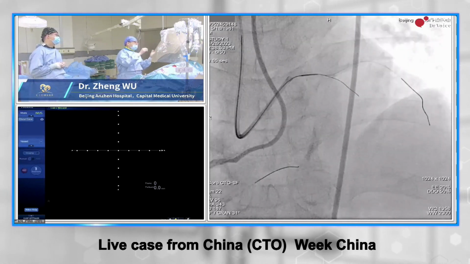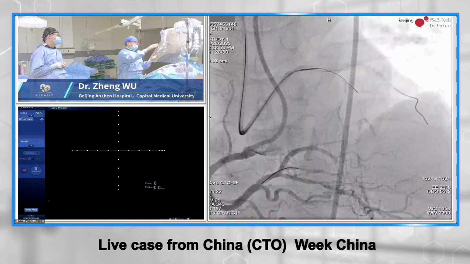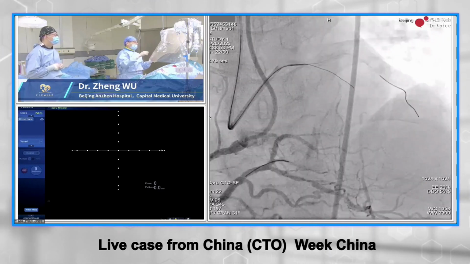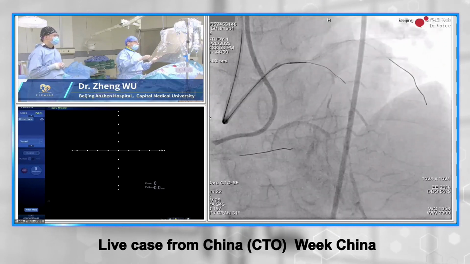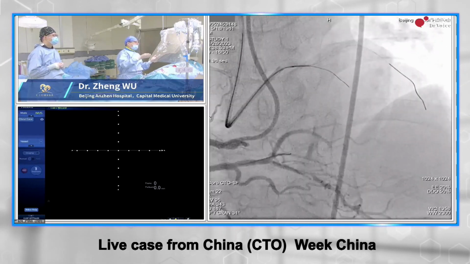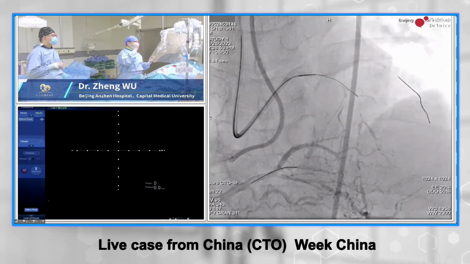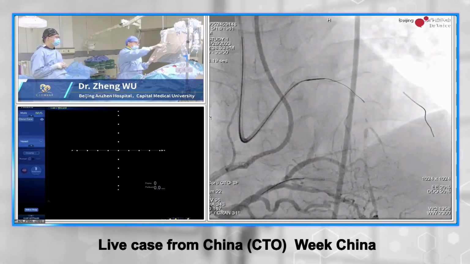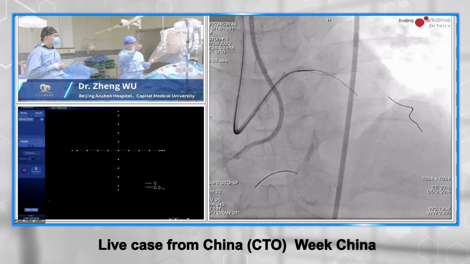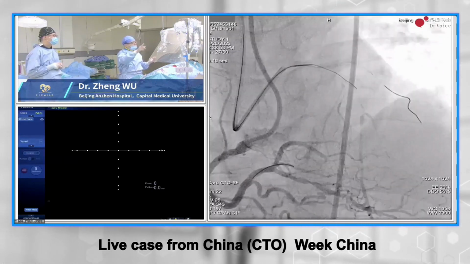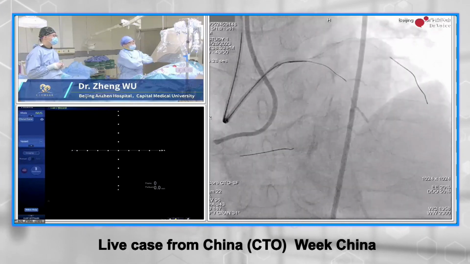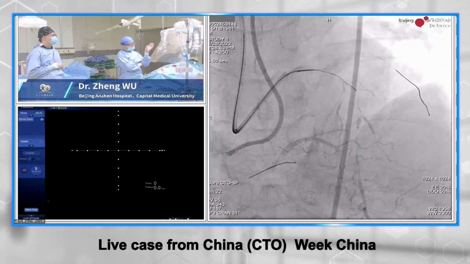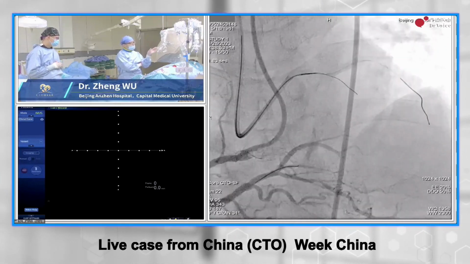So I'm not sure at that time whether or not my wire is in the false lumen or just in the plaque tracking. At this point, I'm confused. The only thing I can rely on is my good hand feeling, because in this view I can send the wire to the distal, to the diagonal, very easily. So I'm not confirmed whether the wire is in the false lumen or just in the plaque, not in the false lumen.